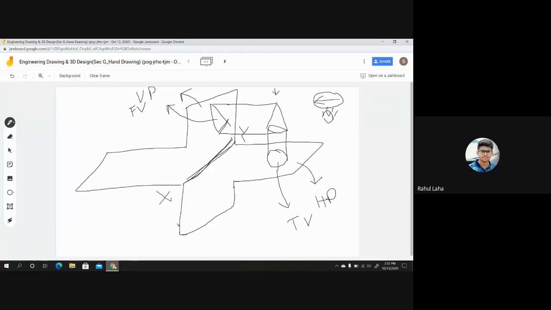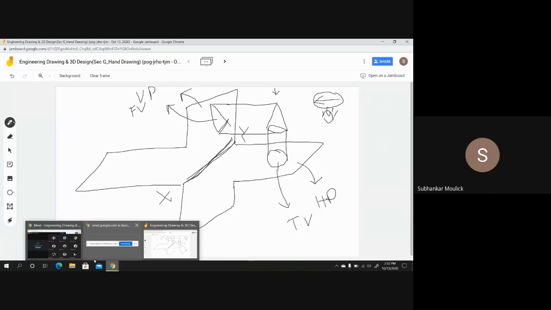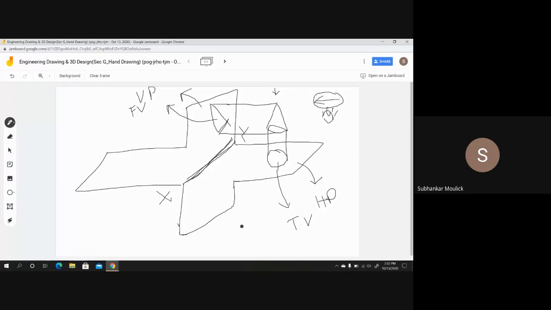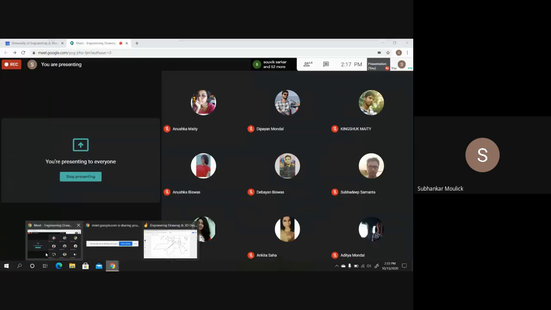No, sir. It is not possible to draw. Why is it not possible to draw? 2D plane. Yes, very good. Your drawing copy or your drawing sheet is a two-dimensional sheet. You cannot draw. But if you do some modification in this drawing, whatever drawing I have drawn on this whiteboard, then you can draw. What is that modification?